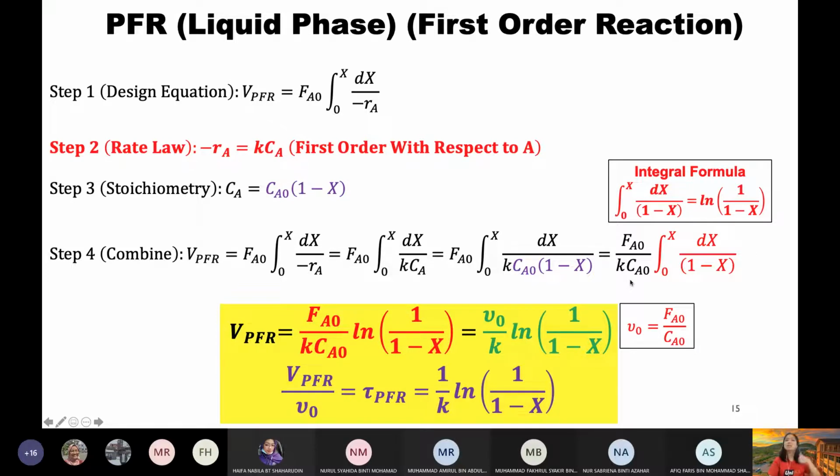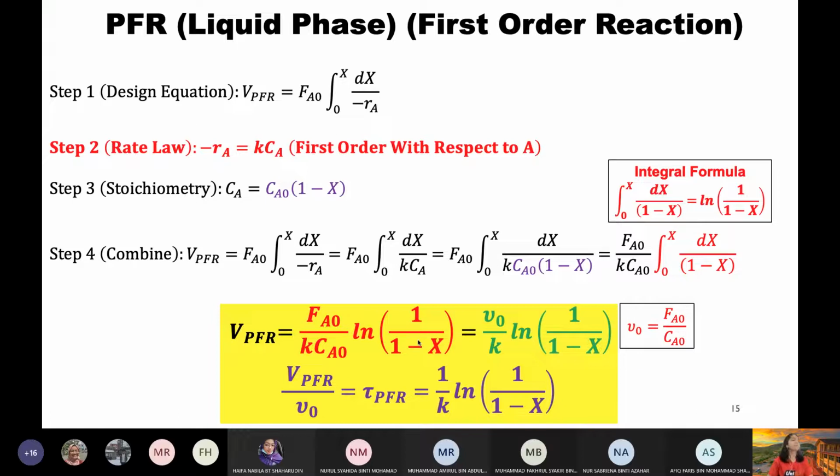Dah take out. So my integral part becomes 0 to X, integrating 1 per (1 minus X) dX, towards X lah. Okay, so again, untuk part ni, you don't have to worry. Kita tengok je list of integral formula. Integral formula tu dah bagi solution. Kita tak payah fikir dah macam mana nak solve solution tu. It's already given. So it's given as ln in bracket 1 per (1 minus X). So saya just combine sahaja the ln 1 per (1 minus X) with the Fa naught per kCa naught. So now saya dah dapat volume PFR sama dengan Fa naught per kCa naught ln 1 per (1 minus X).